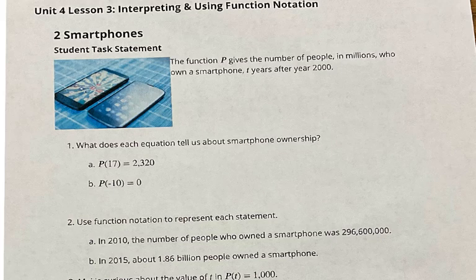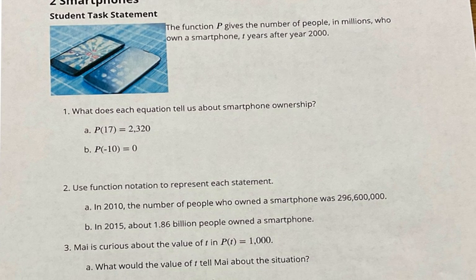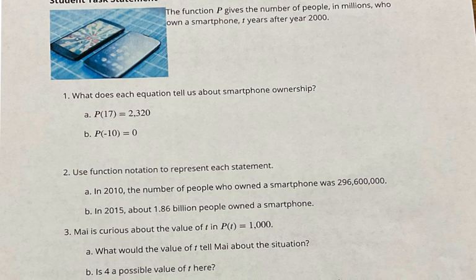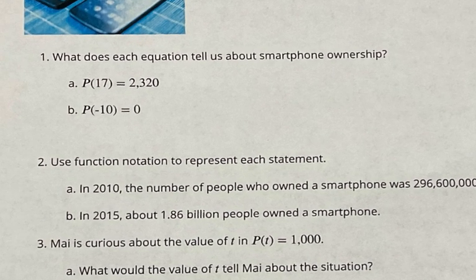Okay, so it says the function P gives the number of people in millions who own a smartphone T years after the year 2000. Okay, so question 1. What does the equation tell us about smartphone ownership? Question A, P of 17 equals 2,320.